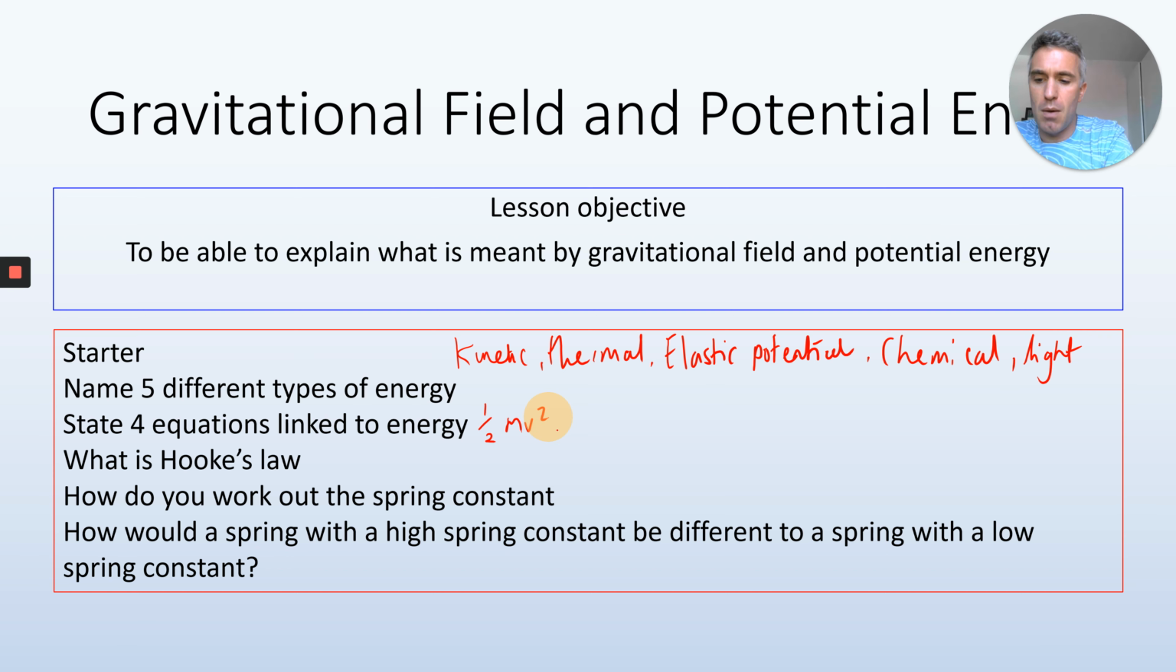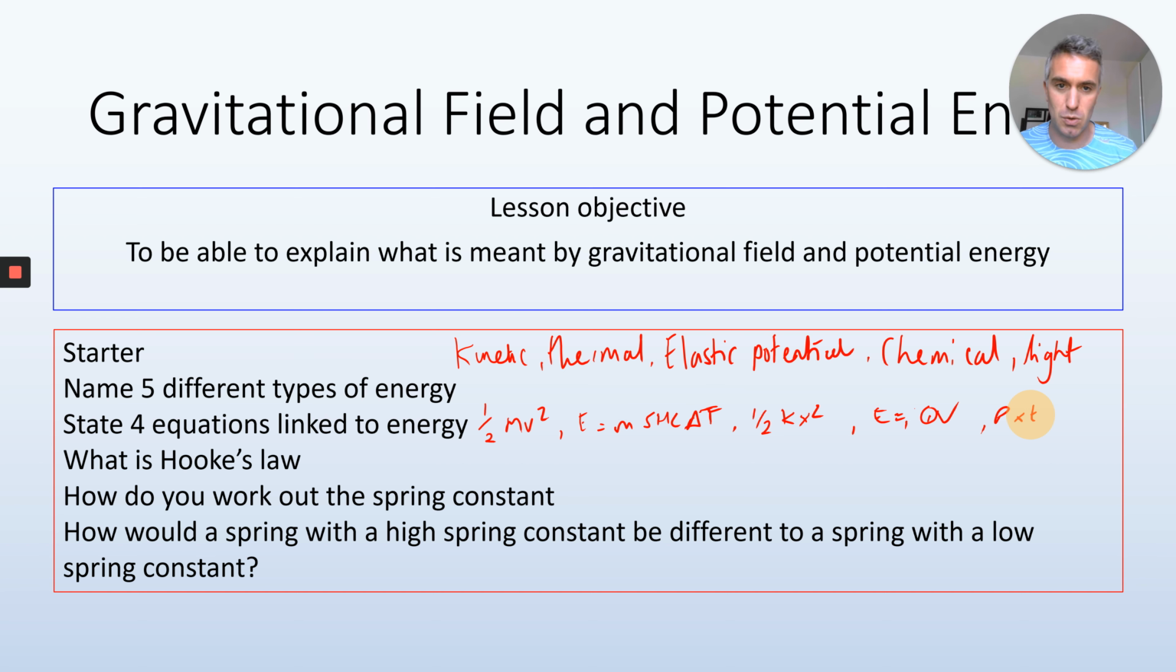For equations that link to energy, the equation for kinetic energy is half mv squared. The equation for thermal energy, where we're thinking about specific heat capacity, is E equals m shc delta T. Elastic potential energy is half kx squared. That's 3, and a fourth one. Energy is equal to charge times voltage. You could also do power times time. That's 5.